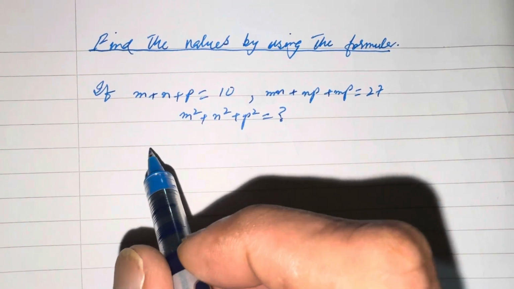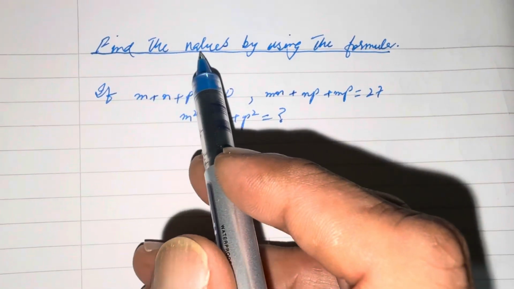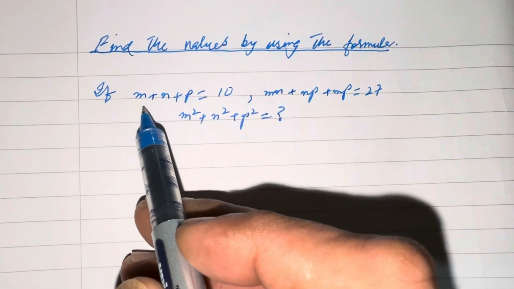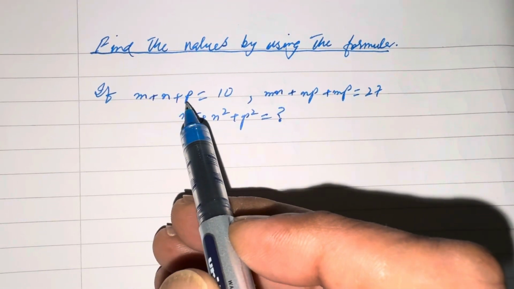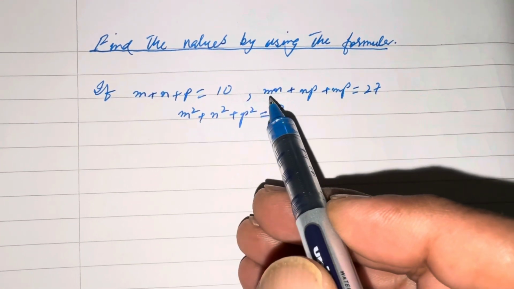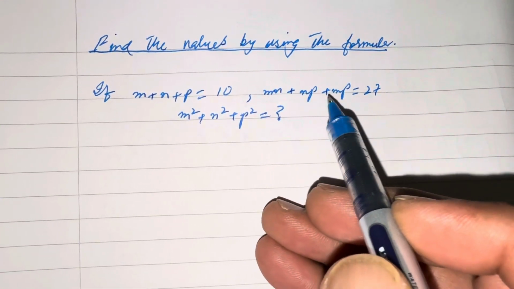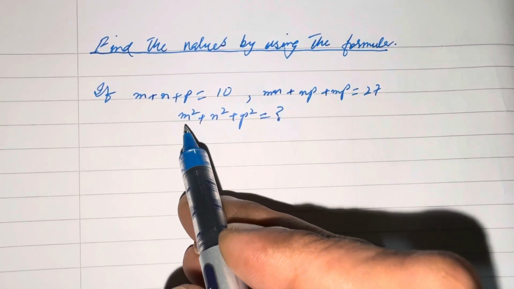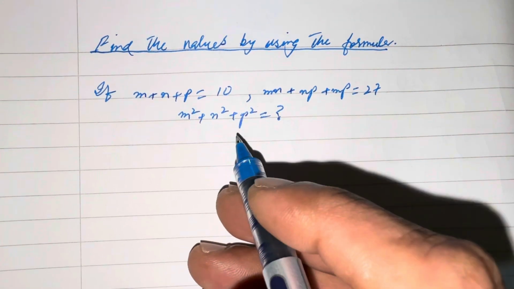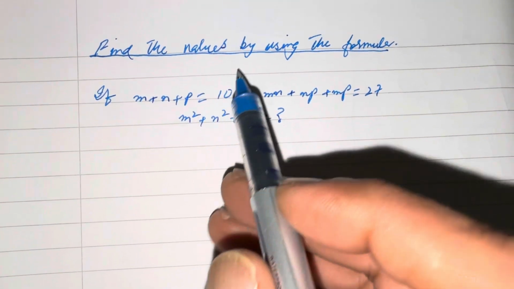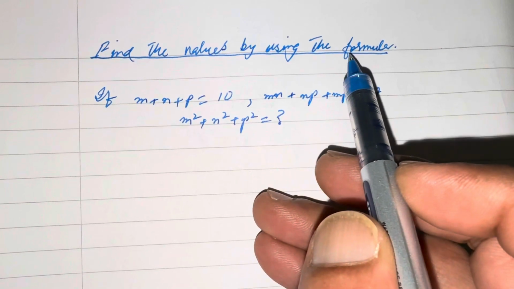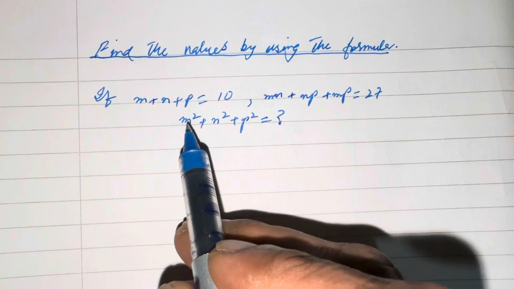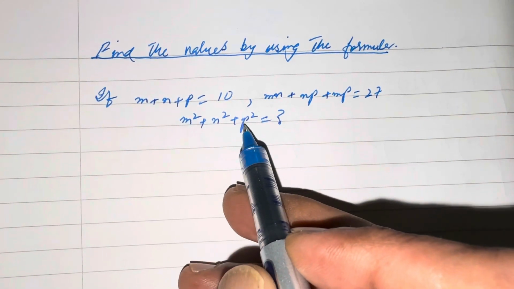In today's video, we are going to find the values by using the formula. As you can see, the values are given: m plus n plus p is equal to 10 and mn plus np plus mp is equal to 27, and we have to find the value of m square plus n square plus p square. So we are going to use the formula to find the value of what? The value of m square plus n square plus p square.